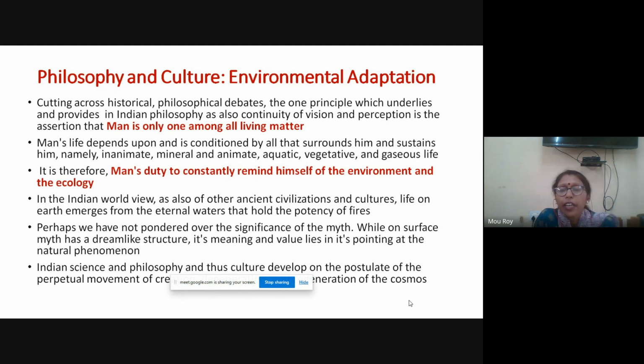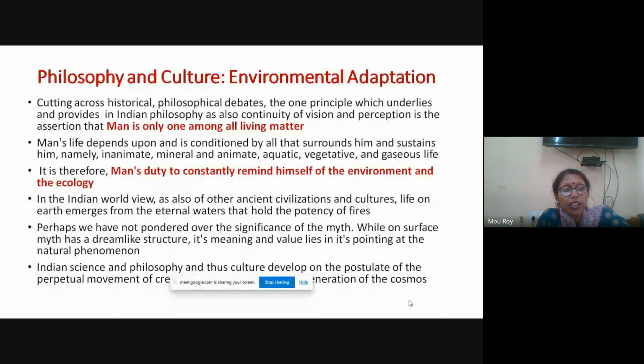So philosophy and culture, environmental adaptation. Okay. Now cutting across historical and philosophical lines, there are a lot of debates going on. But one principle is very important. That is, man is only one among all living matter, because human beings have the brains. They can think, they can take measures to preserve. Human beings are the only ones who are doing destruction at a maximum.